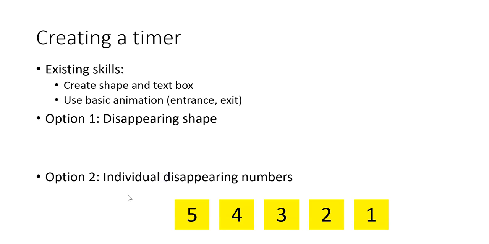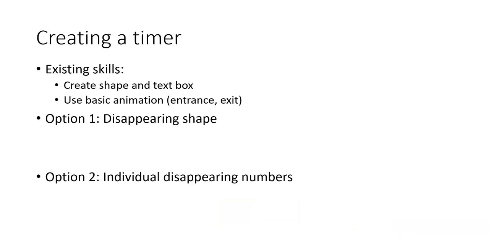The second option is to create individual numbers and then have them disappear at fixed intervals over the duration of your countdown. So here is a countdown of 5 seconds, and again, when I click on the mouse, the numbers will start to disappear. And you can see that they are going off at 1 second intervals. And I have a little text box here that says time's up.